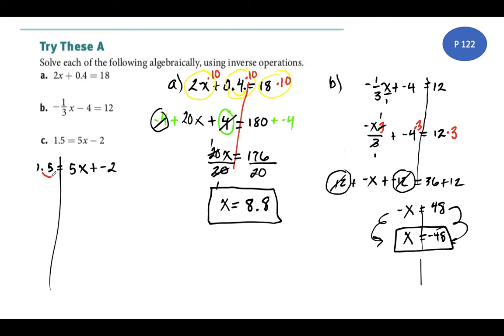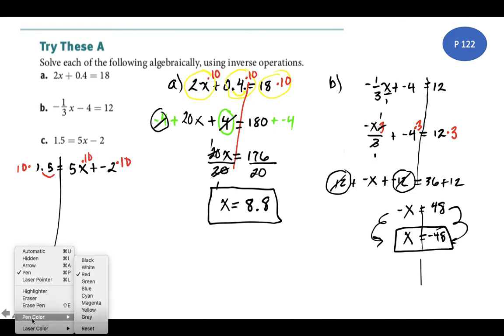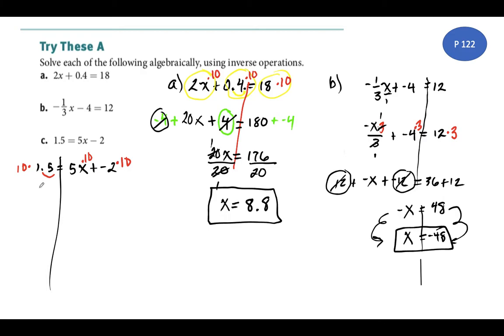Multiplying by 10 will shift that decimal one place. That's all it's going to take to make this 1.5 into 15. So let's multiply by 10. If I multiply this term by 10, I multiply every term by 10. And that's going to give me 15 is equal to 50x. 5x times 10, 50x. 10 groups of 5x, 50x's. And then negative 2 times 10 gives me negative 20.